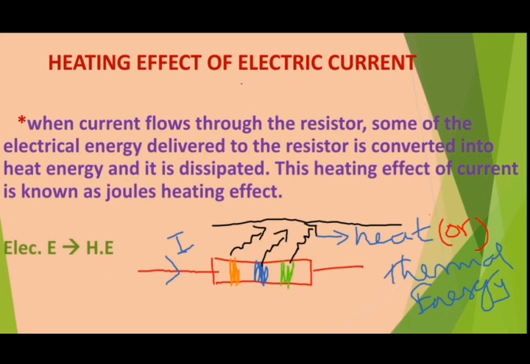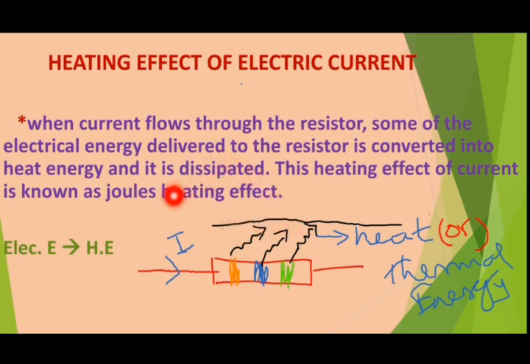When current flows through a resistor, some of the electrical energy delivered to the resistor is converted into heat energy and it is dissipated. This heating effect of electric current is known as Joule's heating effect. I say a simple concept: electrical energy is converted to heat energy.